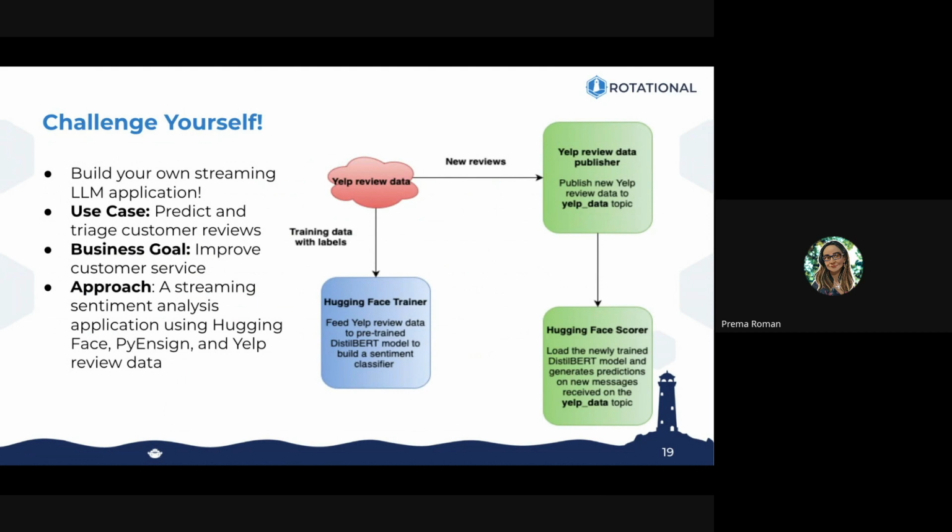And so with that, I would like for all of you to challenge yourself and build your own streaming large language model application. Here's a use case, similar to that anonymized example, where you take Yelp review data and feed part of it to a Hugging Face trainer, and then take another cut of that data and ingest it using a publisher. This is using a streaming solution because the data is coming through in a streaming fashion, and you want to be able to address these reviews as soon as possible. The publisher will publish this new data to a topic, and I'll talk about topics shortly. Then you have a scoring application on the other end that, as soon as it receives new data on this topic, will run inferences and classify these reviews as either positive or negative.